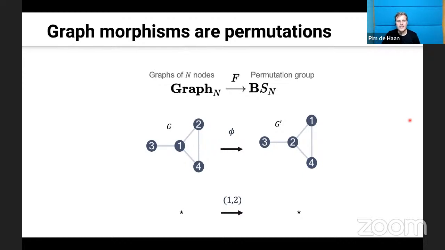But the important difference here is that this graph is mapped to the unique object in the category of the permutation group, and this object is also mapped to that. So in a way, we lose information by mapping from graphs to permutations.